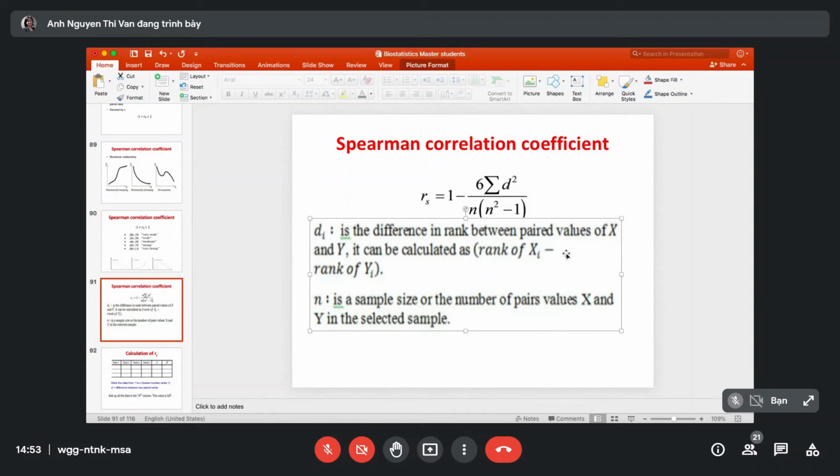You need to rank the data, and then you take the rank of the X value minus the rank of the Y value. That is D. It is easy to get wrong in this step. And N is the sample size, or the number of pairs, values X and Y in the selected sample. If you have D and N, it's easy to get RS.